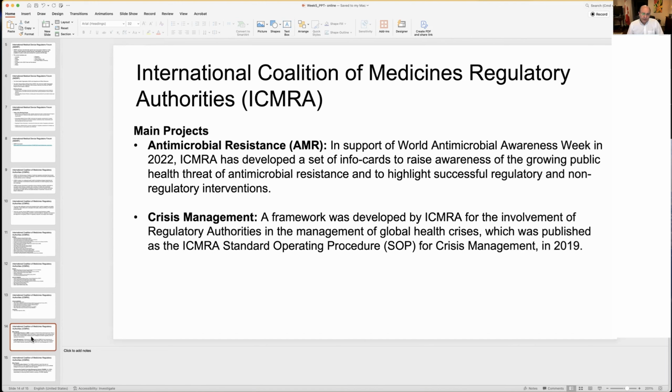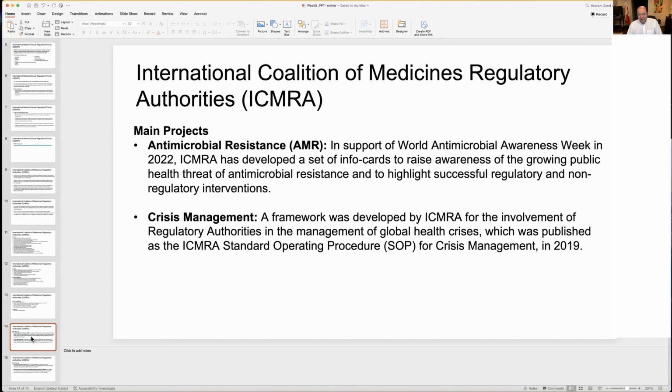Now, what are their main projects now? Well, as we already mentioned, one of them is antimicrobial resistance, which is in support of World Antimicrobial Awareness Week in 2022, for which they developed a set of info cards to raise awareness of the growing public health threat of antimicrobial resistance and to highlight successful regulatory and non-regulatory interventions in their respective countries. So that was for informing the populations in different countries to be more sensitive and to get to know more about antimicrobial resistance in the year 2022.